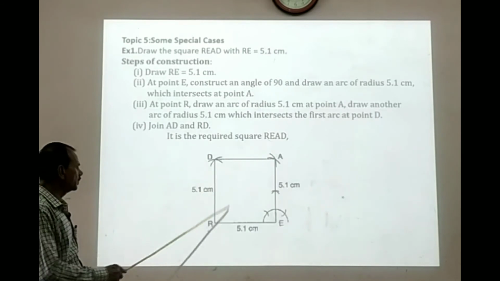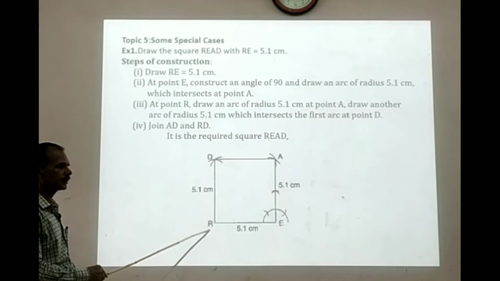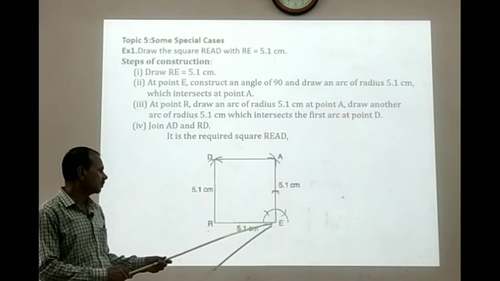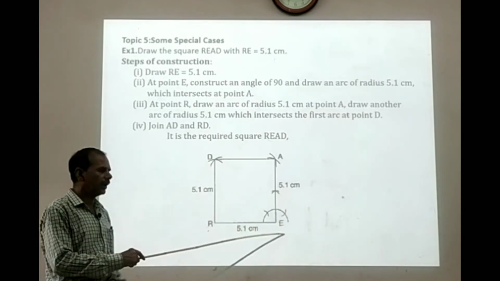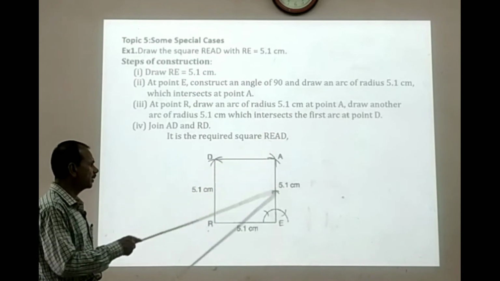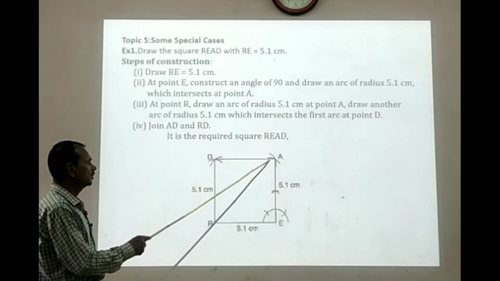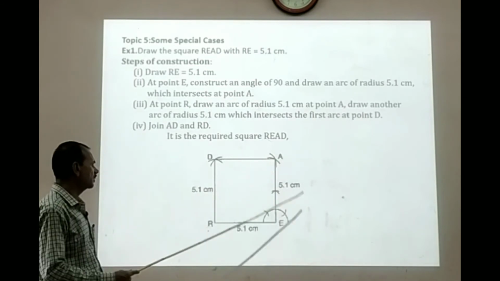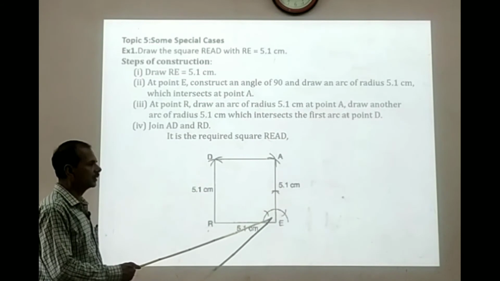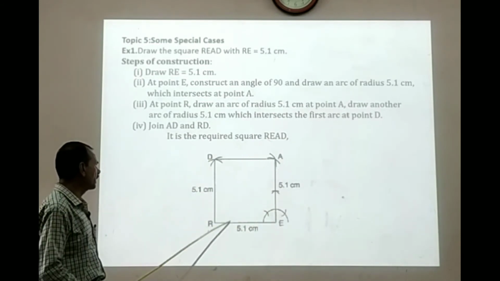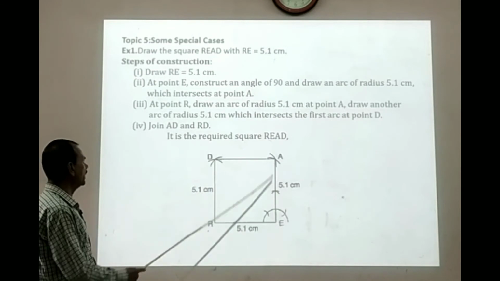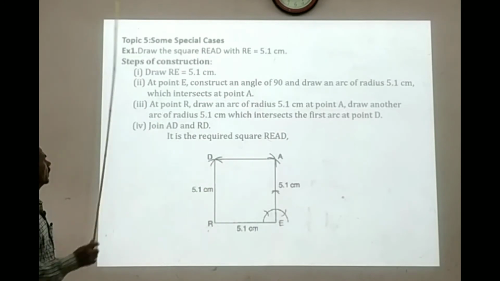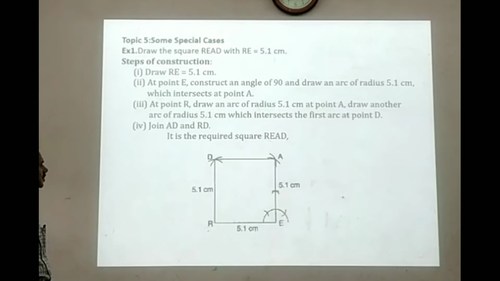Draw an arc on the 90 degree angle at R, which intersects at point D. Similarly, with center E, make an arc on the 90 degree angle, which intersects at A. So all the sides are equal and the angles are also 90 degrees. So join AD, you will get READ as a square as per your measurement. It is the required square.